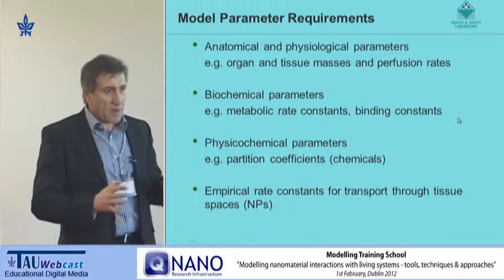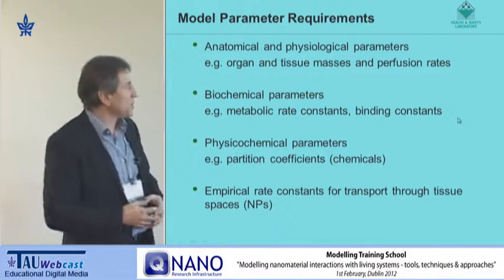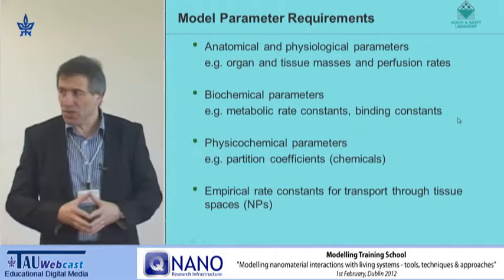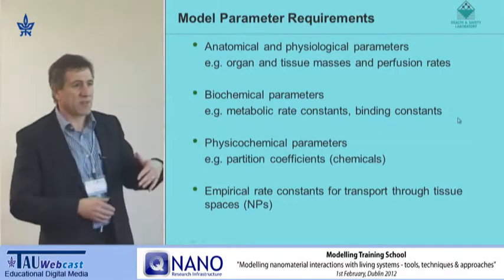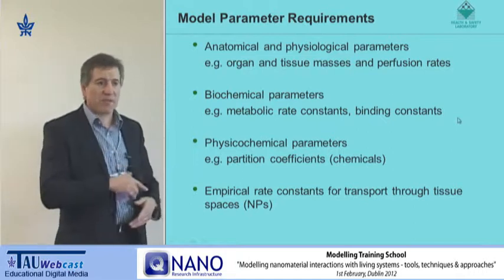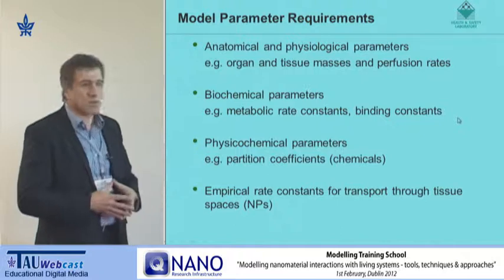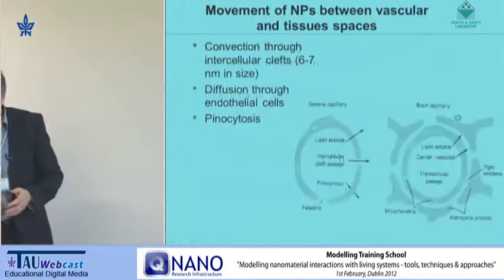And here's where I'm positing a difference between chemicals and nanoparticles. I understand that it's not possible to generate partition coefficients for nanoparticles, so you have to find another way of describing the movement of a nanoparticle from the blood into an organ or tissue. And I understand you would use an empirical rate constant for that kind of thing.